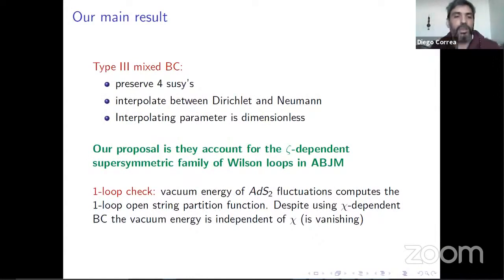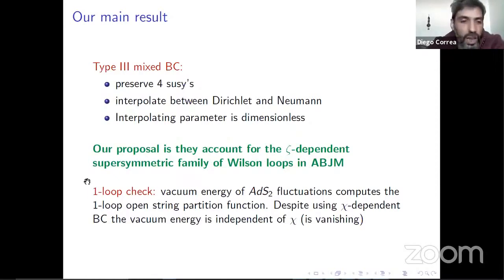So let me just summarize. It preserves 4 supersymmetries, which in the counting of ABJM is 1/6 BPS. They interpolate between Dirichlet and Neumann boundary conditions, and this interpolation is in a way in which the parameter that is interpolating is dimensionless, so you expect conformal symmetry to be preserved, or scale invariance. So this is our proposal for the dual description of this supersymmetric family of Wilson loops interpolating between the fermionic 1/2 BPS and the bosonic 1/6.